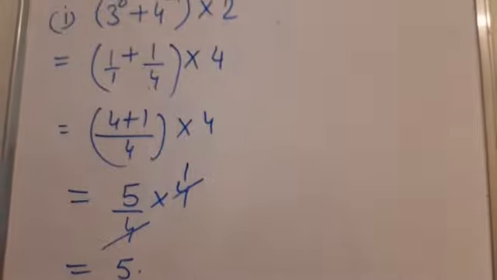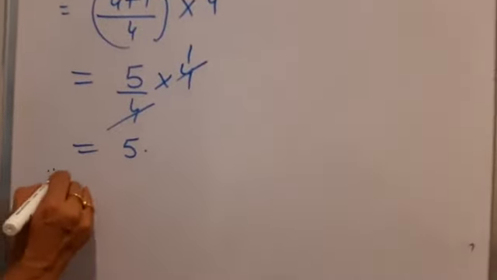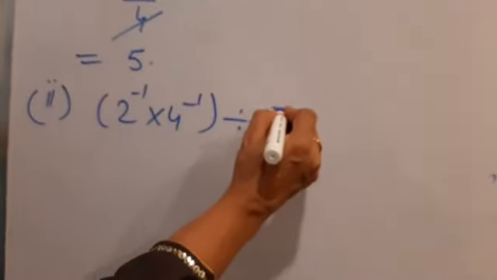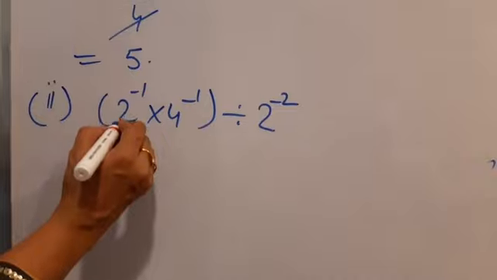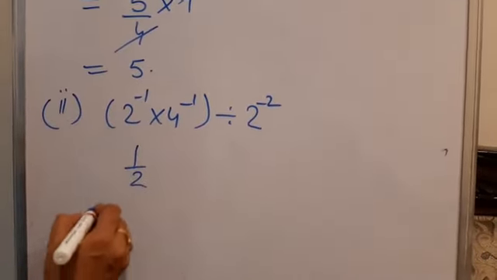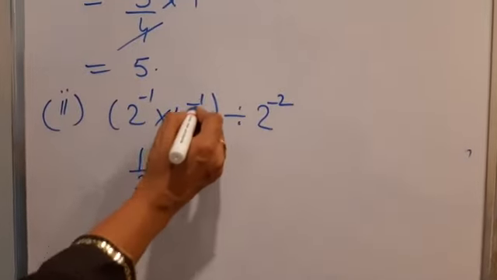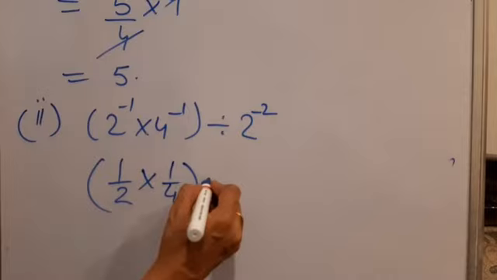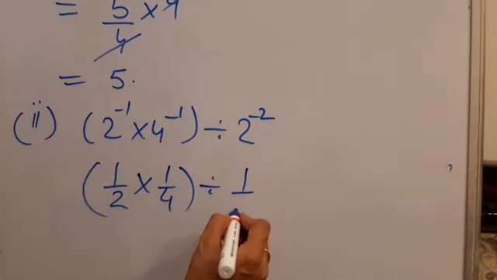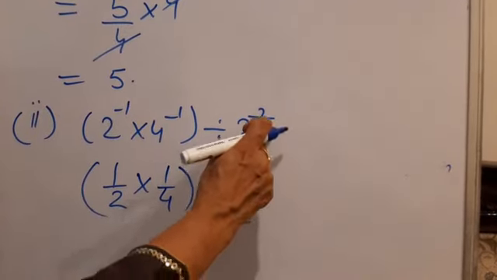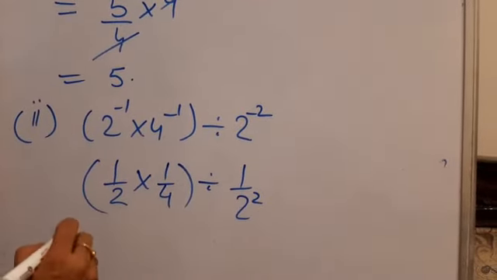Now come to second part of the same question. 2 raised to power minus 1 into 4 raised to power minus 1, divide 2 raised to power minus 2. 2 raised to power minus 1 we can write as 1 by 2. 4 raised to power minus 1 we can write it as 1 by 4, divide 1 by 2 square, because it is given minus 2, make it positive.